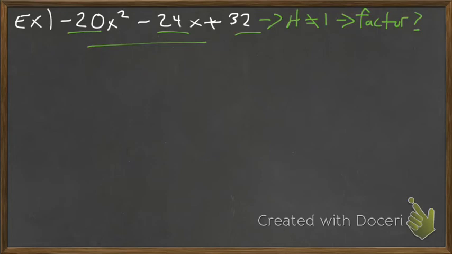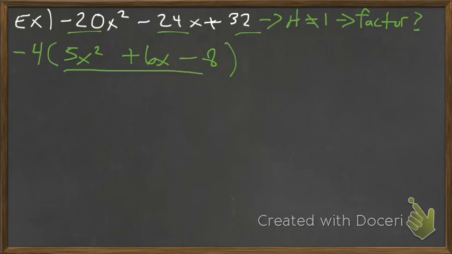However, if I'm looking at 20, 24, and 32, I'm pretty sure those all go into 4, or 4 goes into all of those values. So I can factor out a 4. And in fact, I'm going to factor out a negative 4 to make it easier on me. So this will become 5x squared plus, 4 into 24, 6. And subtract, because of the sign there, negative 8. 4 multiplied by 8, yeah. Alright, so this already looks easier than it did before.